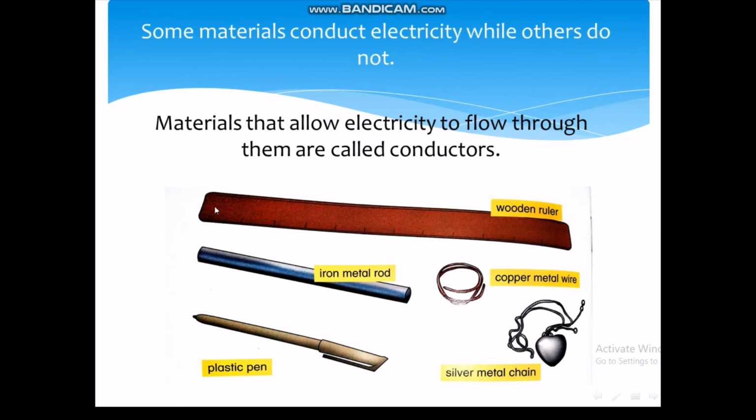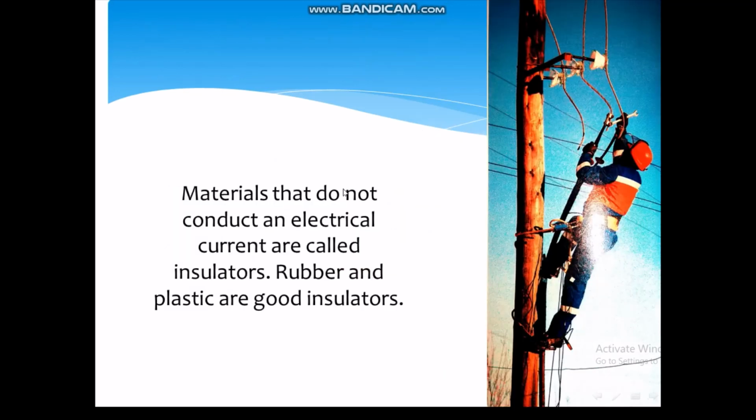The materials that do not allow electricity to pass through them are called insulators. An example is the wooden ruler and the plastic pen. Other examples are rubber and plastic. They're considered good insulators. In the picture here, the man is wearing rubber gloves to protect himself from electricity.